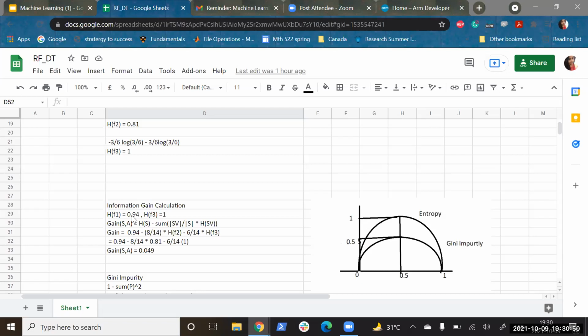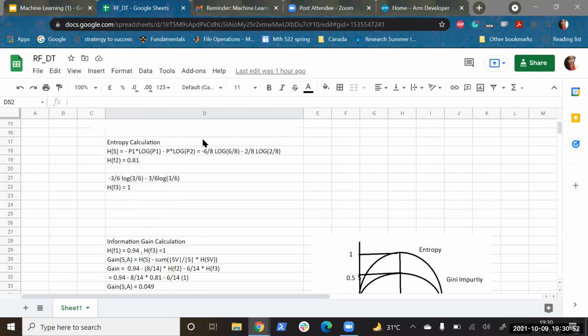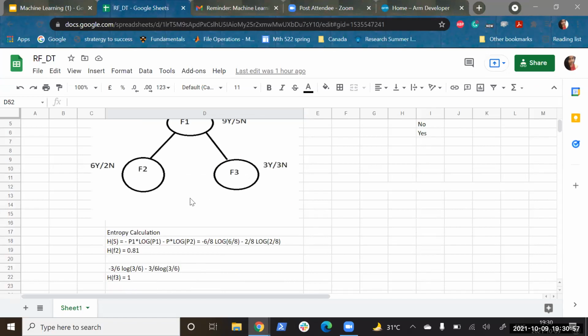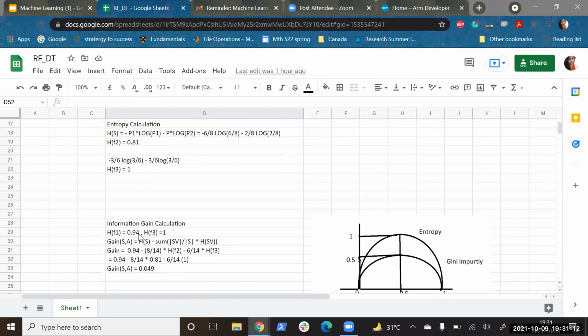I have calculated it here already with this same formula. So you see here it is 9 yes and 5 no's. So if you put it in this formula, you will have minus 9 by 14 log of 9 by 14 minus 5 by 14 log of 5 by 14. If you calculate it, you will have an entropy of 0.91. Okay. Going forward, we know, as we earlier calculated, that the entropy of F3 is 1.